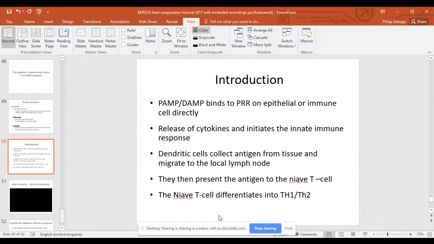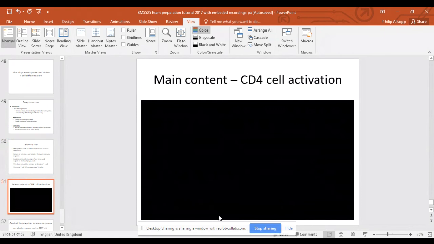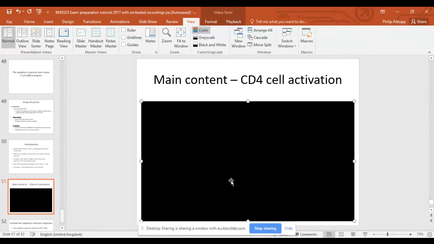Then you would talk about how the T cell became activated, signal 1, signal 2, and the fact that the naive T cell then differentiates into either Th1 or Th2. So that would be introduction. Then you would have your main content, again, which is present in the videos.